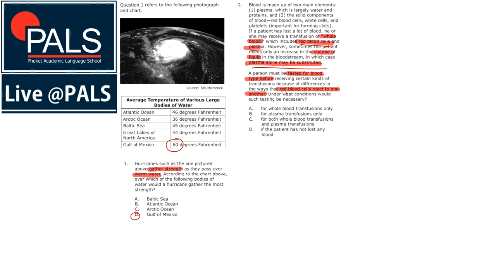In the question we get the information that a person must be tested for the blood type before a transfusion sometimes because red blood cells react to one another. So the testing is only about the red blood cells, not about the plasma, and therefore testing for blood type is only required for whole blood transfusions, not for plasma transfusions. Again, because plasma transfusions do not contain red blood cells.